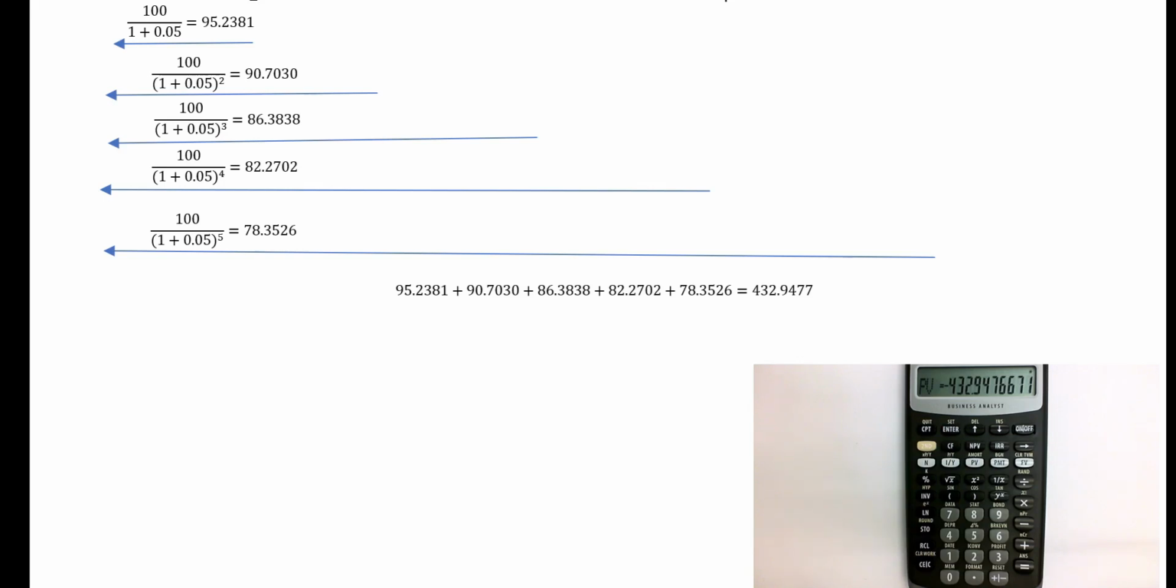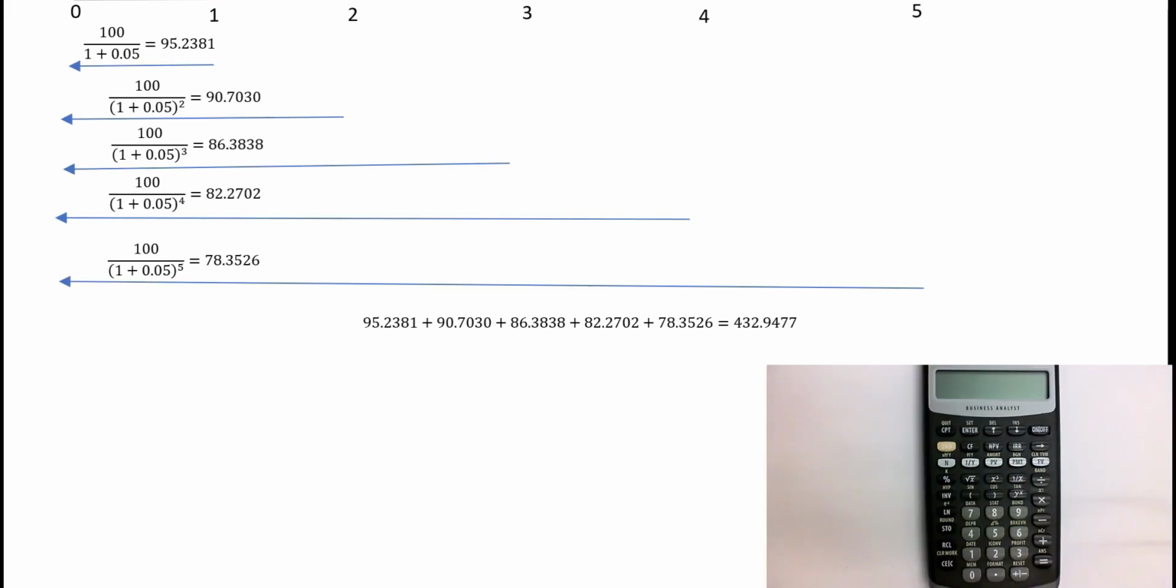The answer we have obtained from the calculator is the same as the answer we calculated before by summing the present equivalent value of the $100 from year 1 to year 5. Notice that there is another way to get the same answer with the calculator.